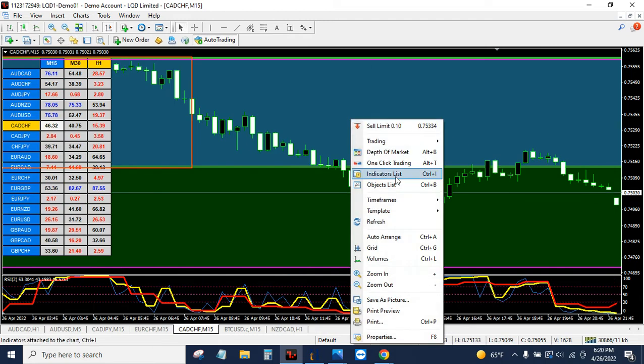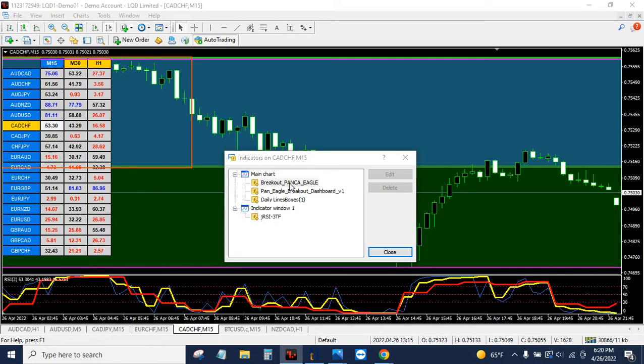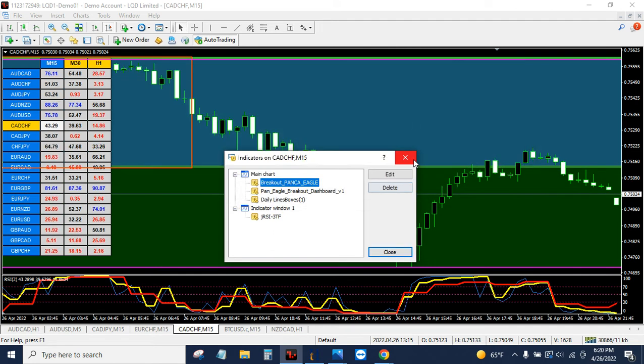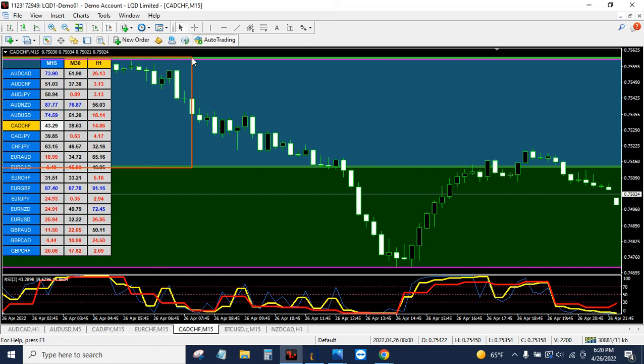So this is the Pan Eagle indicator right here. These are the settings, so I have to change this. When this red line here, after that red zone, that's when the EA starts looking for trades. The EA starts looking for trades after this vertical red line. That's when it starts looking for it.